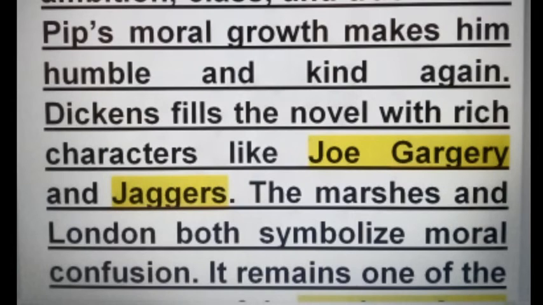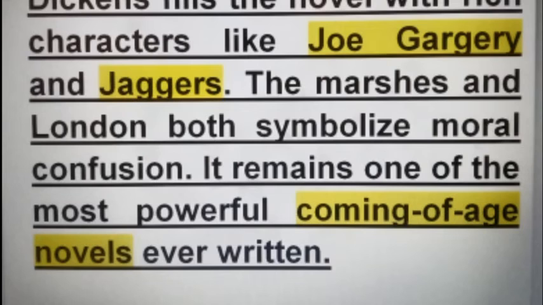The story explores ambition, class, and true worth. Pip's moral growth makes him humble and kind again. Dickens fills the novel with rich characters like Joe Gargery and Jaggers. The marshes and London both symbolize moral confusion. It remains one of the most powerful coming-of-age novels ever written.